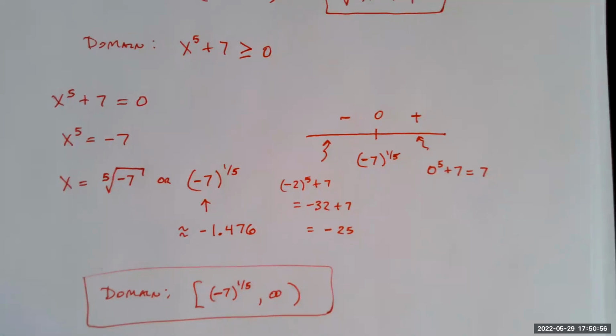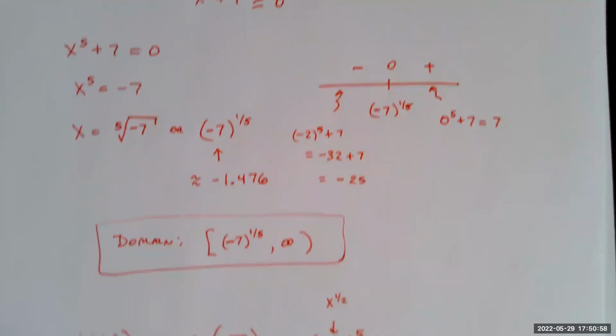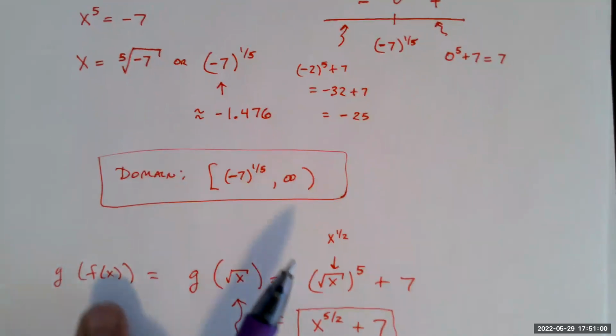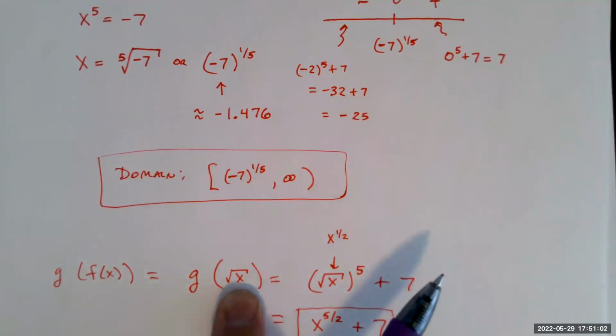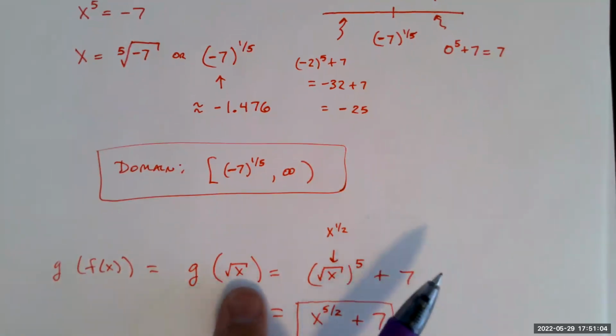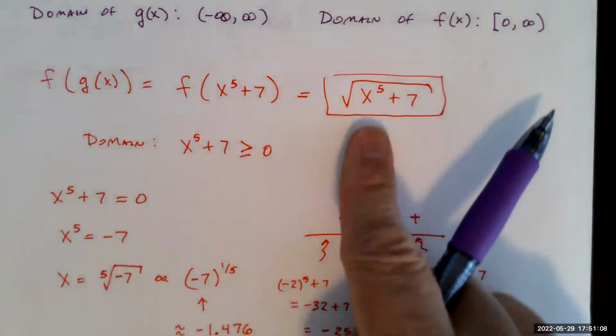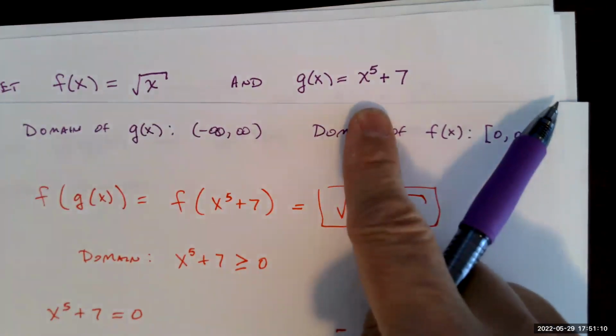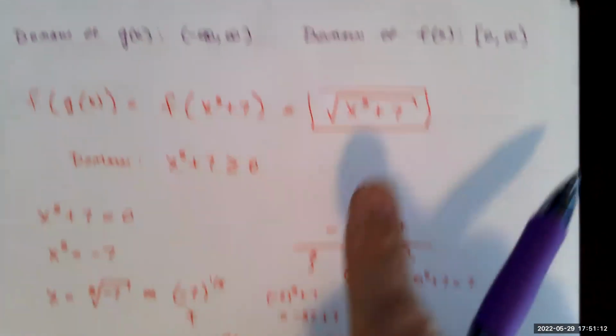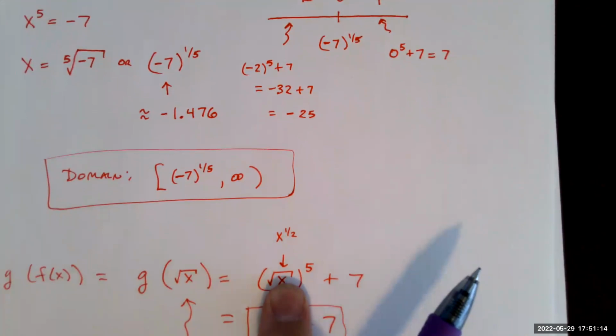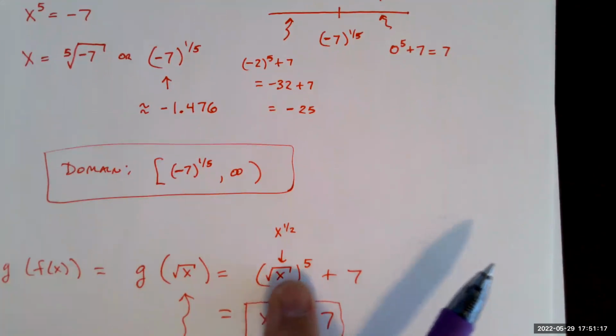If we go in the other direction and find g circle f of x, that's g of f of x. Again, f of x is the square root of x. So what is g of the square root of x? Remember, g was x to the 5th plus 7. So I'm going to replace x with the square root of x. So I get the square root of x to the 5th plus 7.